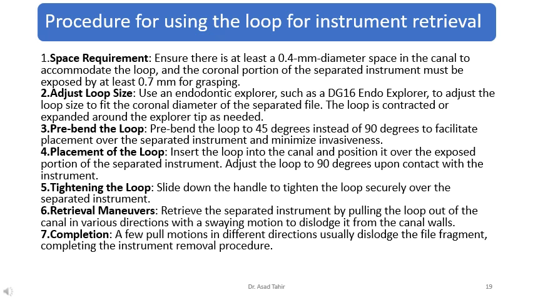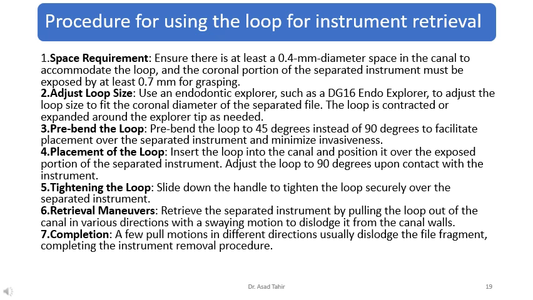Pre-bend the loop. Pre-bend the loop to 45 degrees instead of 90 degrees to facilitate placement over the separated instrument and minimize invasiveness. Placement of the loop. Insert the loop into the canal and position it over the exposed portion of the separated instrument. Adjust the loop to 90 degrees upon contact with the instrument. Tightening the loop. Slide down the handle to tighten the loop securely over the separated instrument.